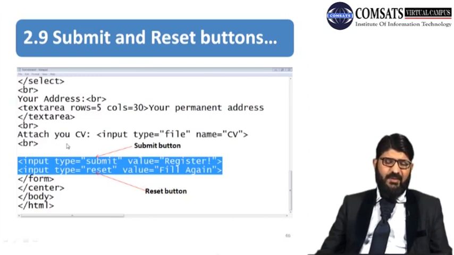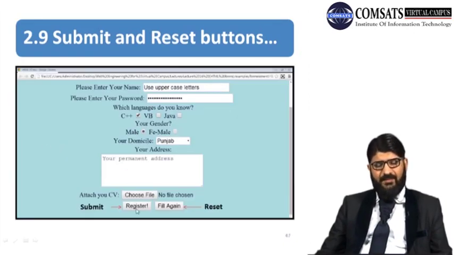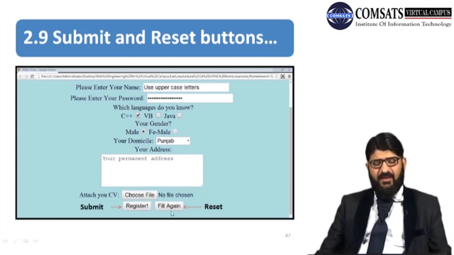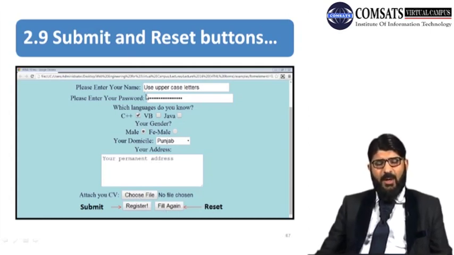So we will execute the code, and what will be the output of this code? The output is this one: Register and Fill Again. If the user presses Fill Again, all the options that the user has given in all the fields, for example name, password, language selected, gender selected, domicile drop-down list given, address given, and file selected, will be cleared when the user presses the fill button, and all the form elements will be reset to the default values.